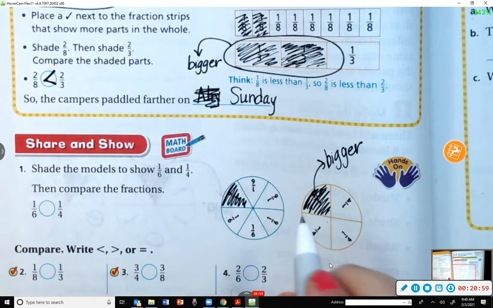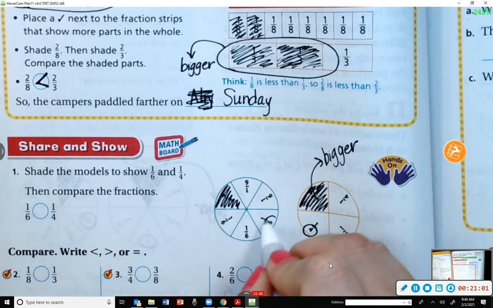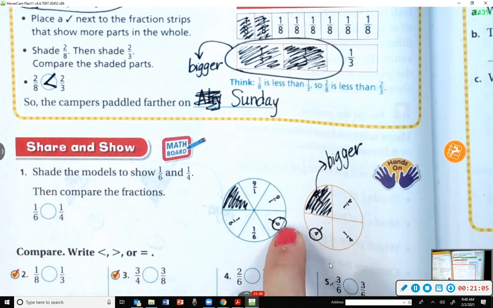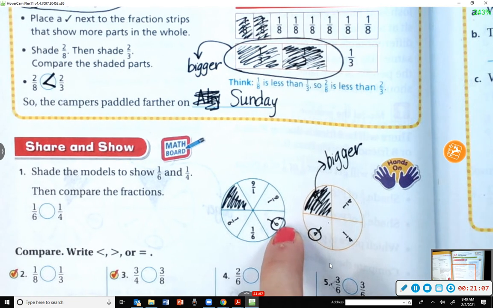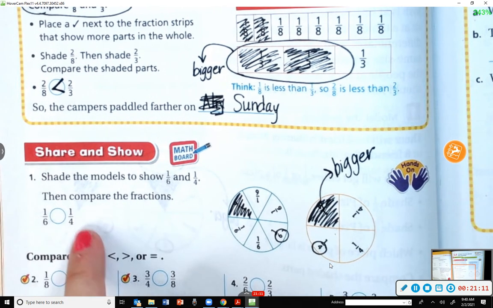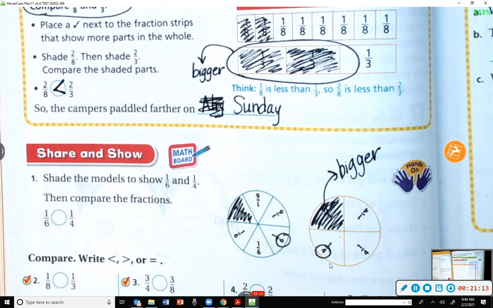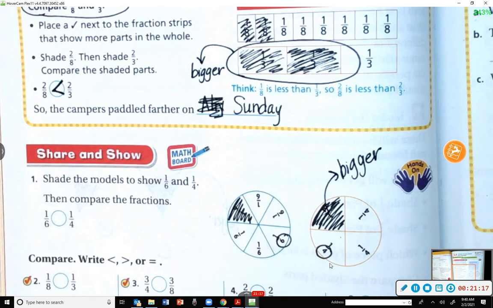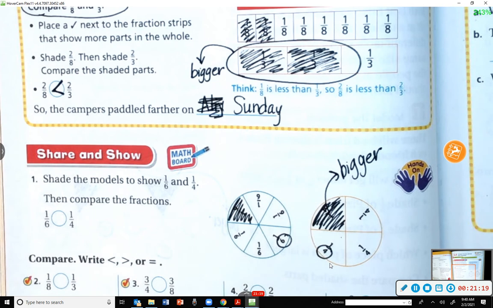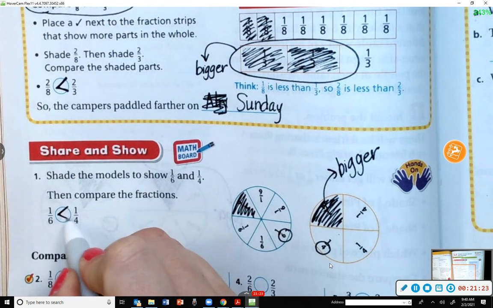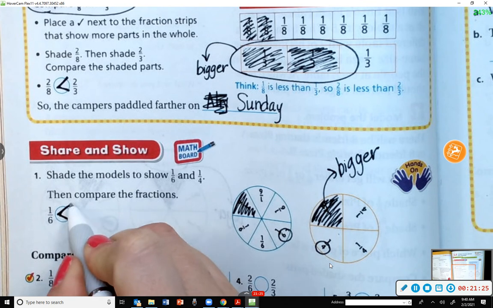You also can look at the denominators. Bigger denominator means smaller pieces. Okay, so I want the bigger piece. Now let's put our symbol in correctly. Which way should the symbol go? Just hold your hands up. I can see. Good. The mouth needs to be open towards 1/4.